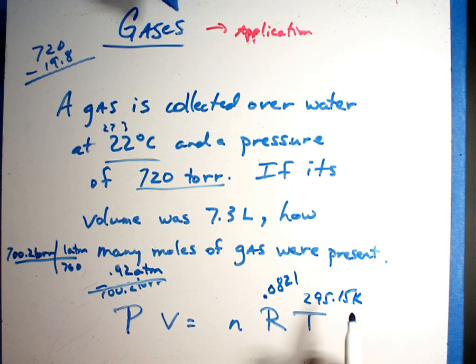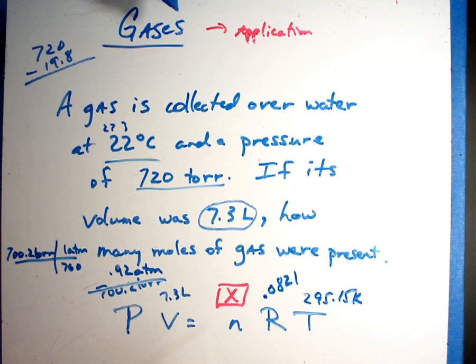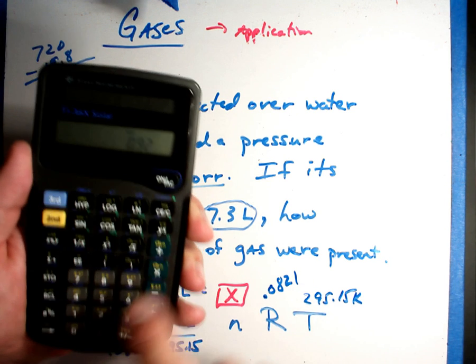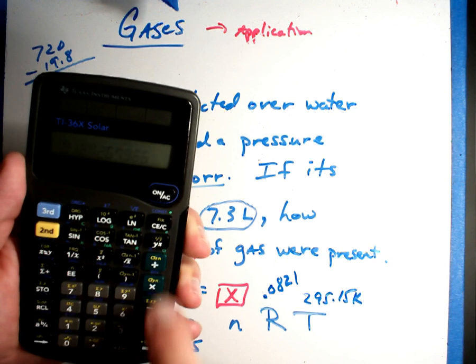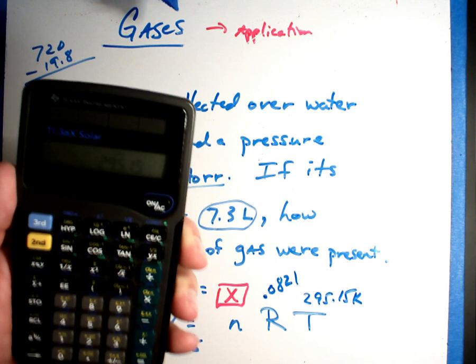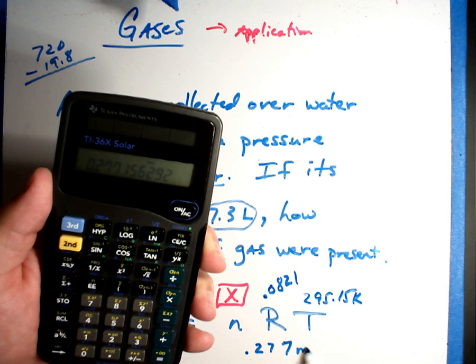You already know how to do this. Volume is 7.3 liters. My X is going to be there, and that is in the unit of moles. And the question asks for moles. So all I have to do is solve. So to do that, I'm going to divide by the 0.0821, and I'm going to divide by the 295.15. So I'm going to divide by both of those. All calculator work. So it is 0.92 times 7.3 divided by 0.0821 divided by 295.15 equals 0.277 moles.